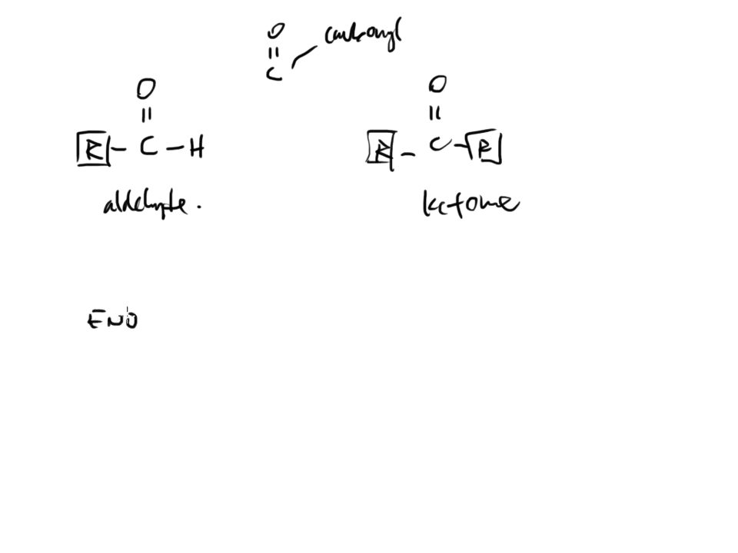So, enols, when they form in the world of alkynes, will rearrange, and they will either go to an aldehyde or they will go to a ketone, depending on the alkyne that we started with.